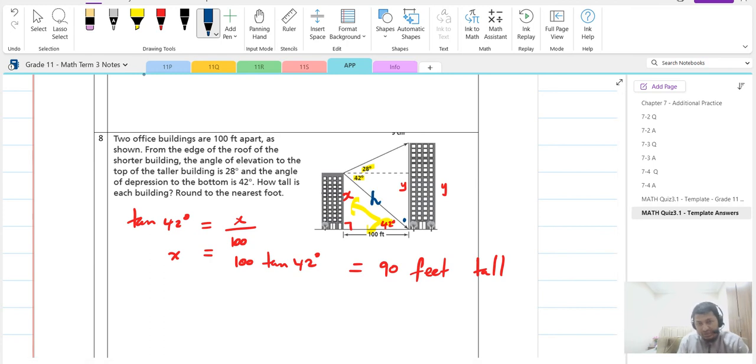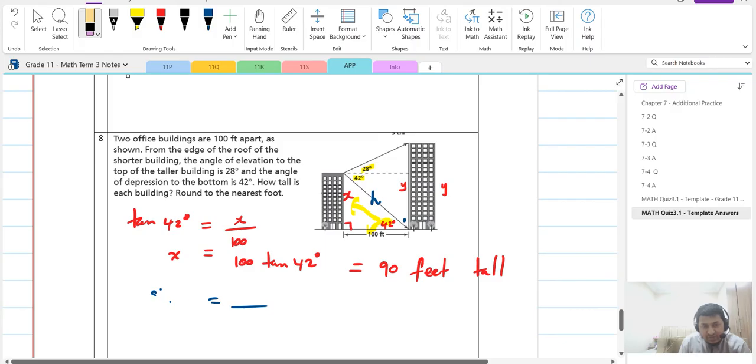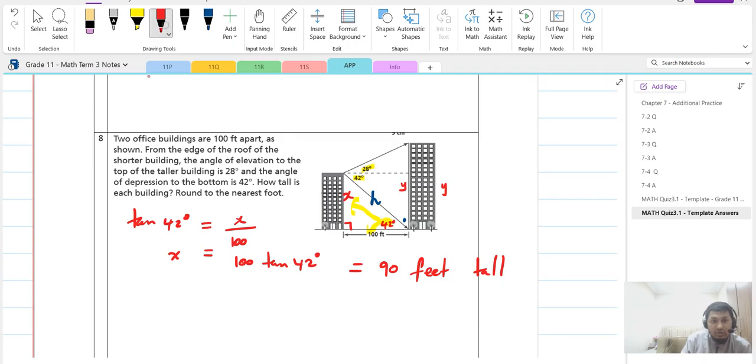So SOHCAHTOA, we can use adjacent over hypotenuse. So sine 42 is equal to opposite, which is x, over hypotenuse. No, not sine 42, cos 42, adjacent over hypotenuse, because adjacent is this, that's hypotenuse. So let's use cos 42 rather. Actually, you can use any one of them because you got those two. You can even use Pythagoras. I suggest just use Pythagoras, and we won't worry about rounding off errors. So let's just use Pythagoras.